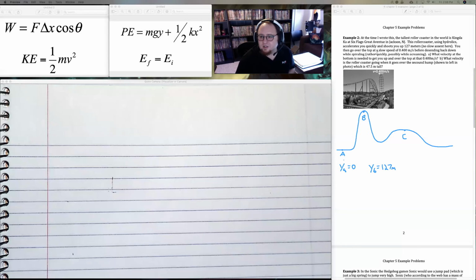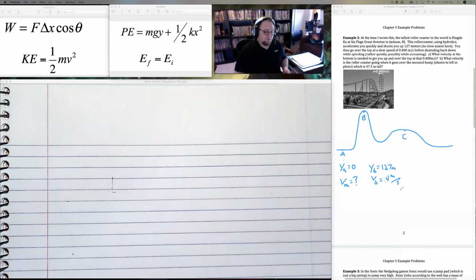It says you go over the top at the slow speed of 0.4 meters per second before descending back down while spiraling. That means when I go over that point B, my velocity at B is 0.4 meters per second. And my question is, what is the velocity needed at the bottom to get you up and over the top? AKA, what's the velocity at A?